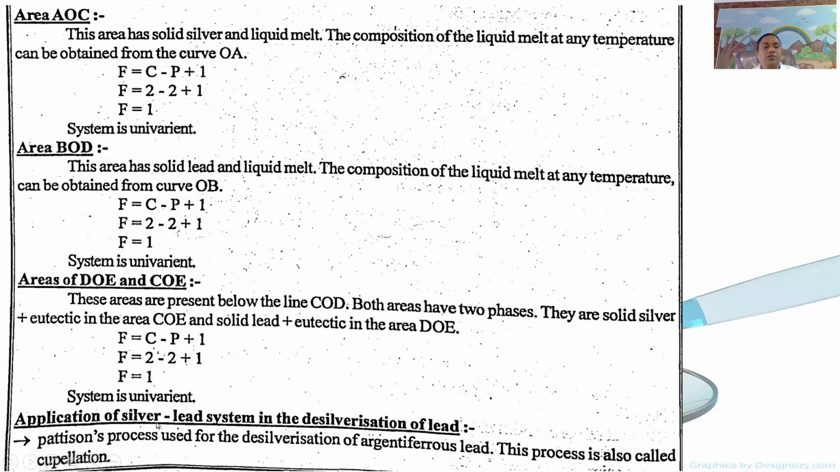Here is the application of the silver-lead system in the desilverization of lead. The Pattinson process is used for the desilverization of argentiferrous lead. This process is also called cupellation.